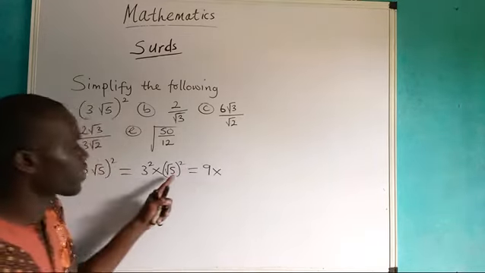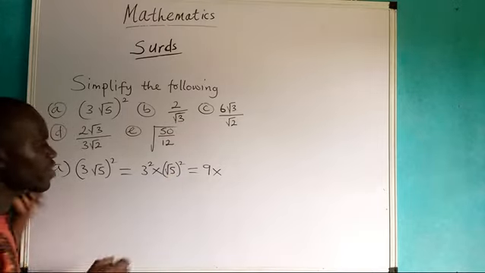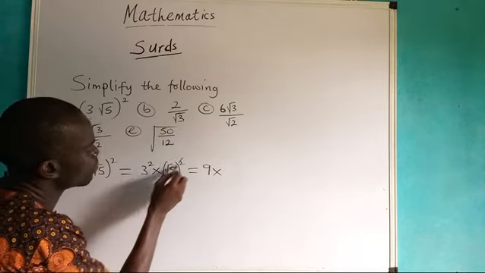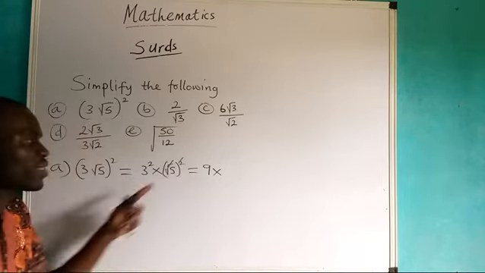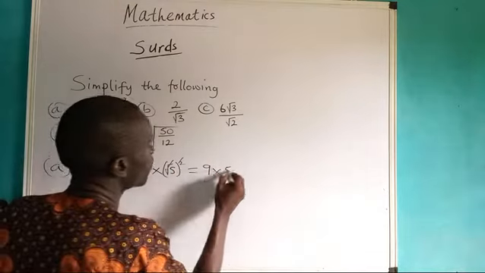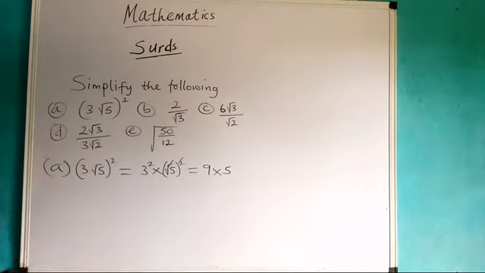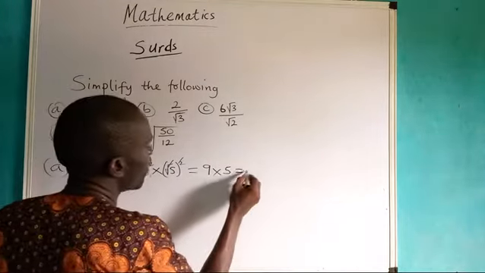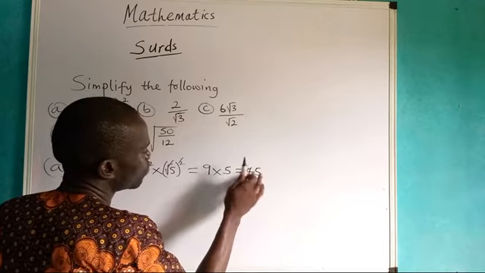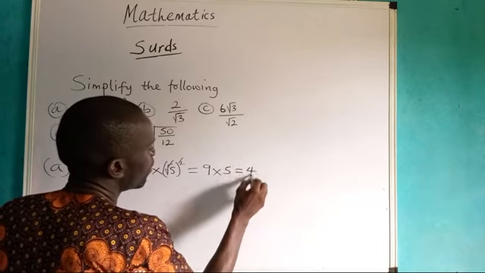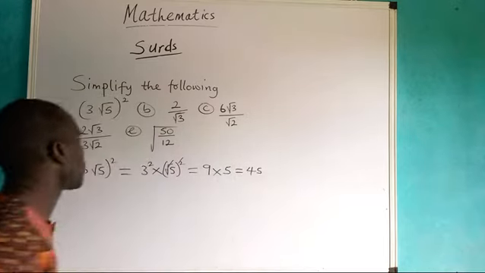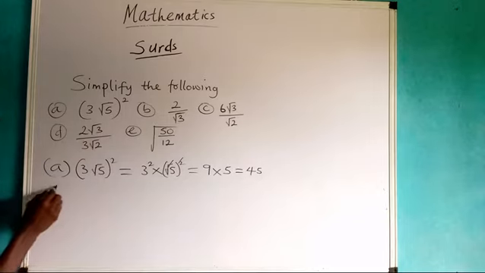And for this one here, you can see there's a root and there's a square outside. Whenever you have a square and a root, both of them can go. That means the square can kill the root. So what we have there becomes 5. 9 times 5 is 45. It means that this becomes the final solution here. 45 becomes the answer.